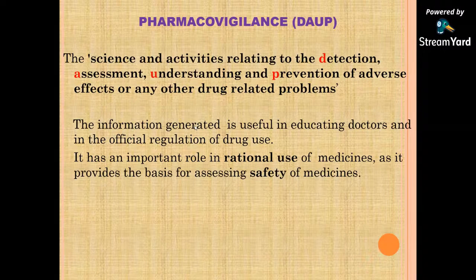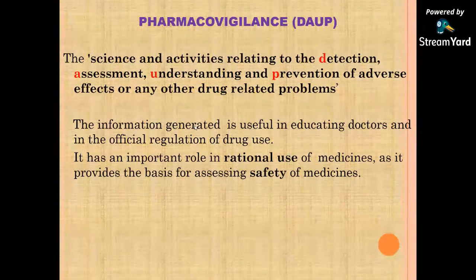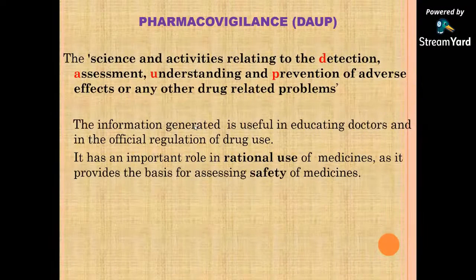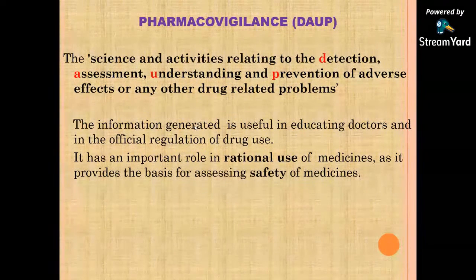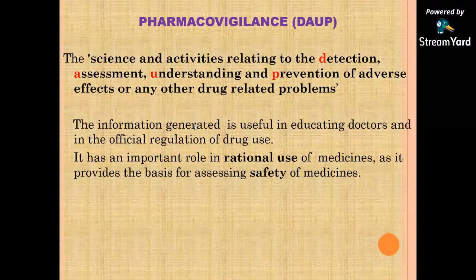The information generated is useful in educating doctors and in official regulation of drug use. So it has an important role in the rational use of medicine, as it provides the basis for assessing the safety of the medicine. So pharmacovigilance is the branch of science mainly related to the detection, monitoring, assessment, understanding and prevention of adverse drug reactions or any type of problems related to a particular drug.